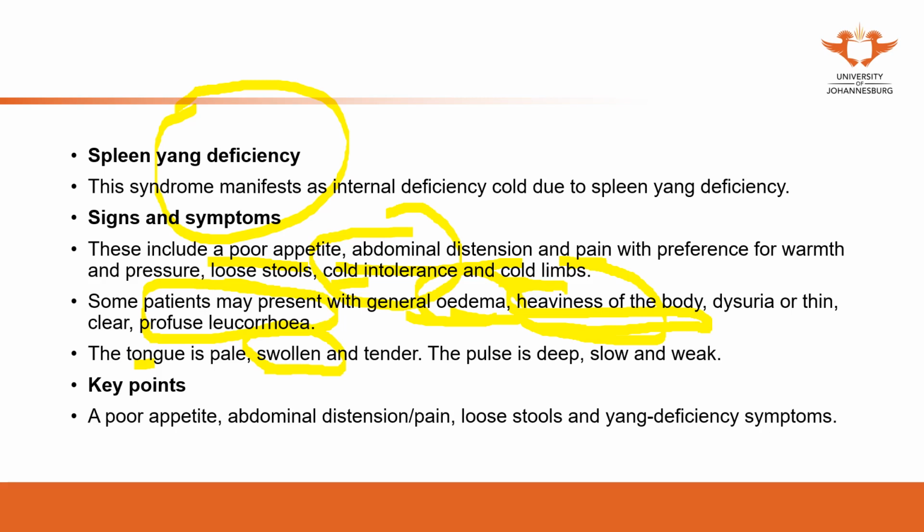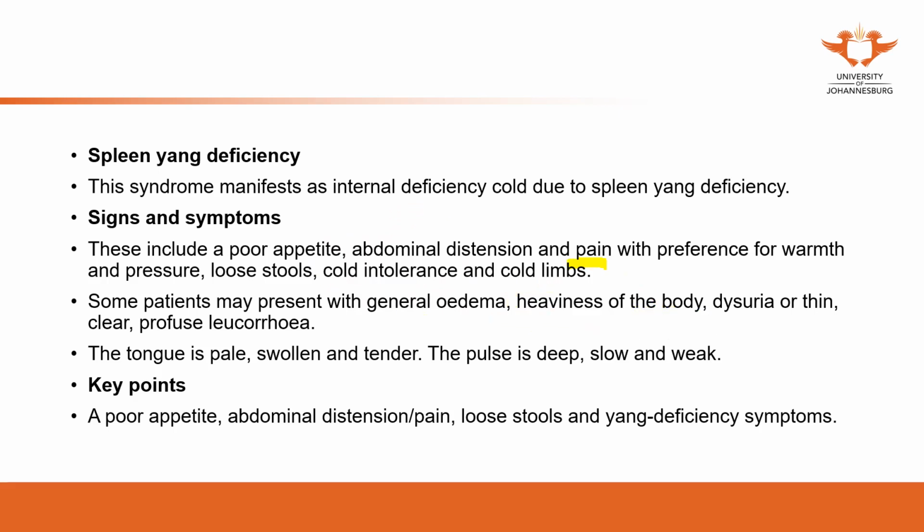So spleen yang deficiency. Yang deficiency symptoms, the cold symptoms, plus the spleen symptoms: poor appetite, abdominal distension or pain, loose stool. So in this situation, the stool always will be loose. Why is it not dry stool or constipation? The reason is because of yang deficiency or even qi deficiency.